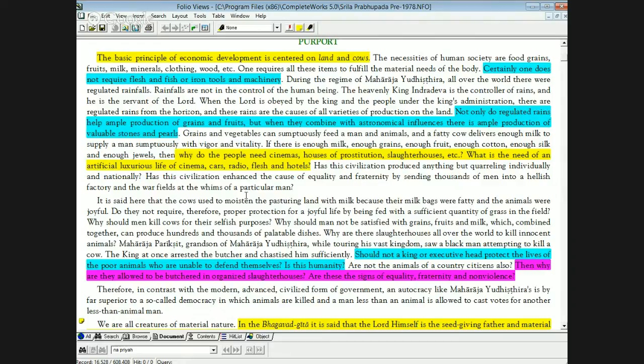Why should man not be satisfied with grains, fruits, and milk, which combined together can produce hundreds and thousands of palatable dishes? Why are there slaughterhouses all over the world to kill innocent animals?